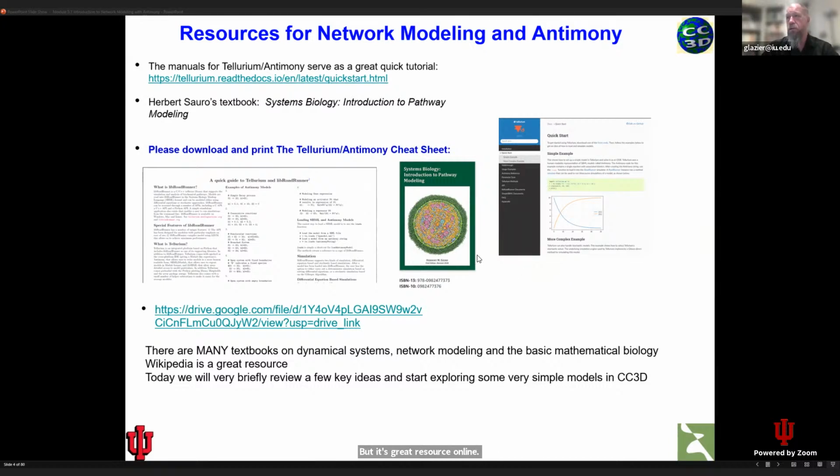And then Herbert also wrote a beautiful introductory book, Introduction to Pathway Modeling, that I strongly recommend as well. If you want more information about how to do network modeling, there are many good textbooks, or Yoland's textbook, for example. There are many textbooks and online resources that you can find. Today, we have very limited time, and so we're only going to touch on a few very, very basic ideas.